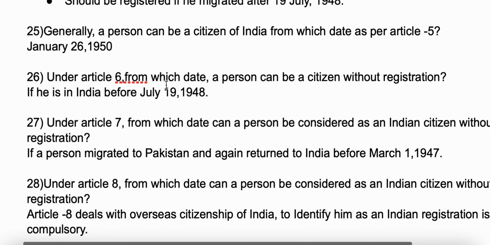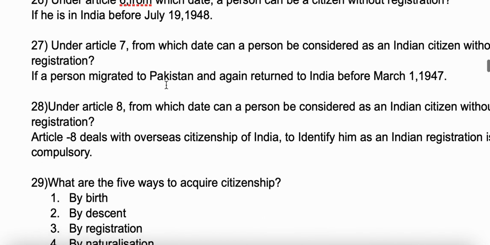Now, 25th question, generally a person can be a citizen of India from which date as per Article 5? So, as per Article 5, from January 26, 1950, a citizen will be considered as an Indian citizen. Now 26th question, under Article 6, from which date can a person be a citizen without registration? So if he is in India before July 19, 1948, he can be a citizen without any registration.